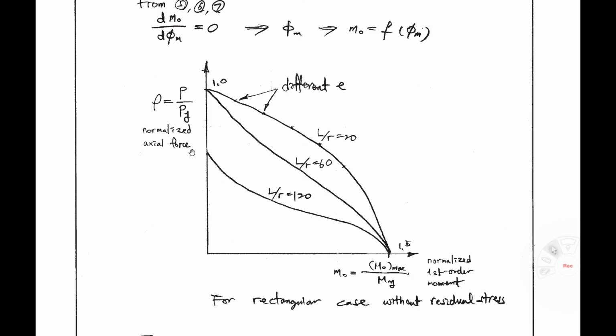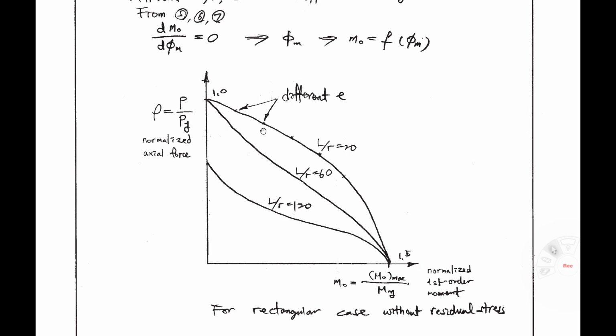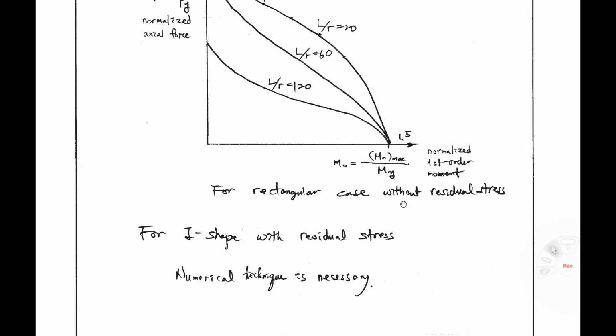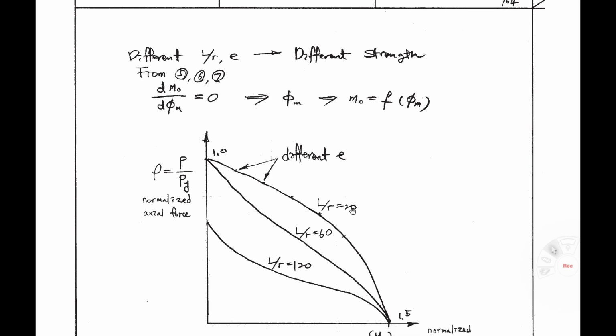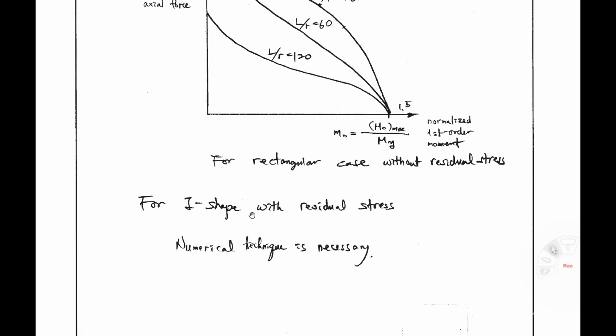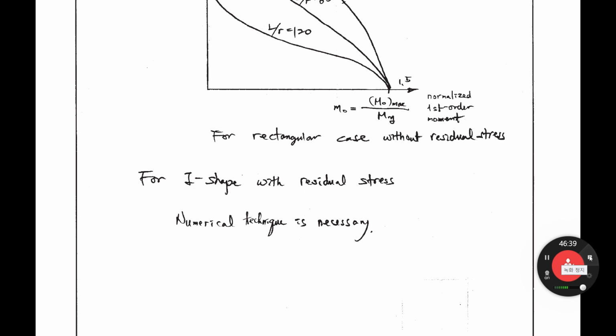From this concept, the committee members developed the LRFD interaction equation for the strength of a beam column. I showed the derivation and this figure for a rectangular section for easy understanding of the concept. But for an I-shaped section with residual stresses, it is impossible to derive this kind of equation. So we have to use a numerical technique. Okay, everyone, see you next week. Bye bye.